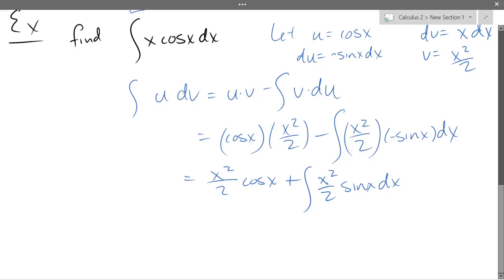So we're not done, we still have an integral. Did our integral get better or worse? What was our original integral? It was x times cos x dx. What's our new integral? x squared. So things got worse, didn't they? So this is what it feels like to pick a bad u and dv. I picked a bad u and dv because it got worse. Why is it worse? Basically because of that power right there. So this integral is worse than the original.